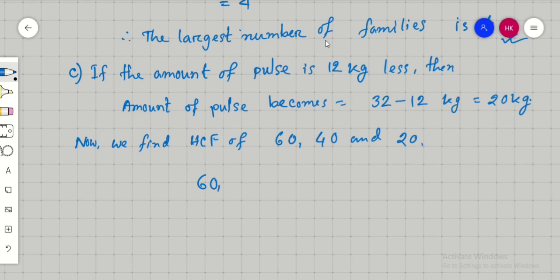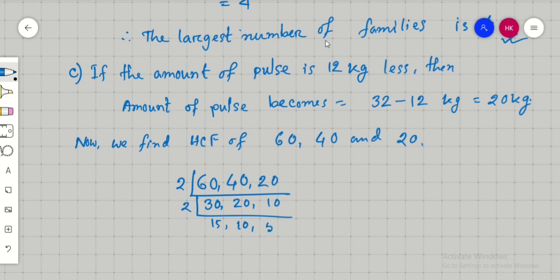So we do the Euclid's method of these three numbers. That means at first we divide it by 2, again we divide it by 2. Now you can see these three numbers 15, 10 and 5 can be divisible by 5. So we take only when all three numbers can be divided by a single number. So all these three numbers can be divisible by 5. 5 3s are 15, 5 2s are 10 and 5 1s are 5.